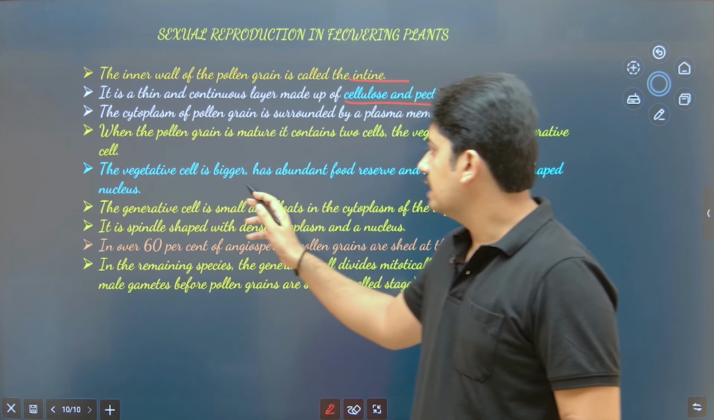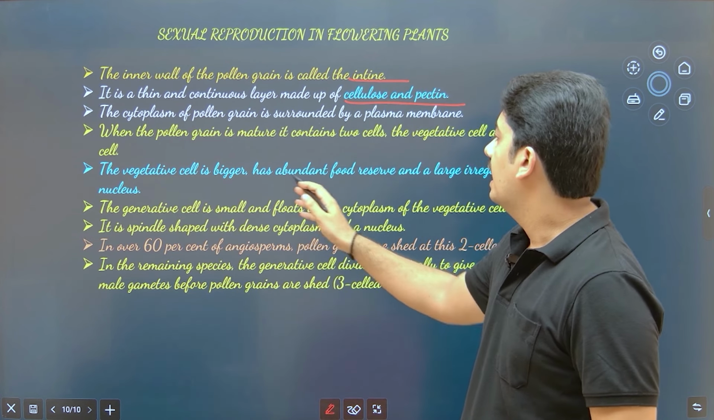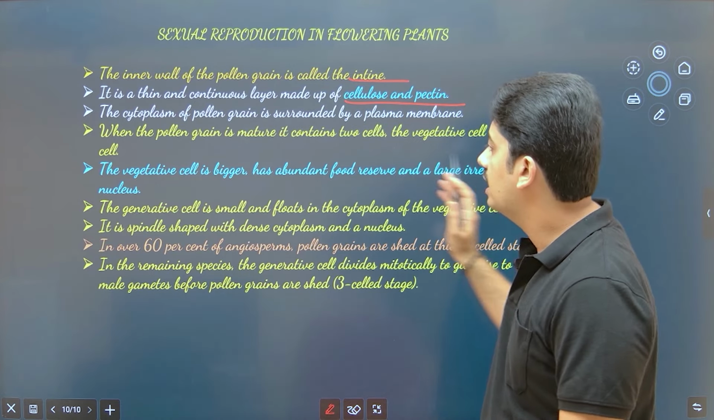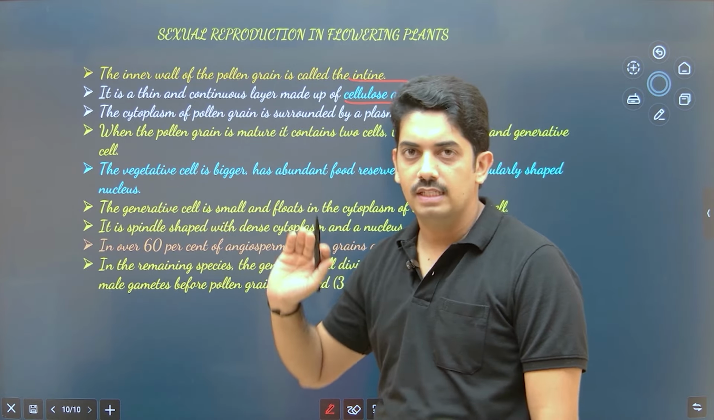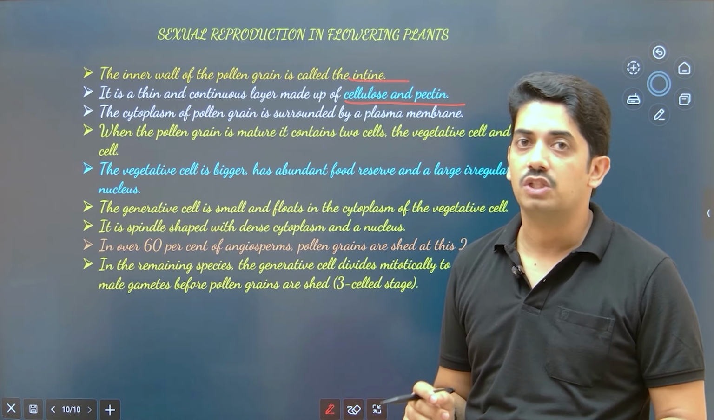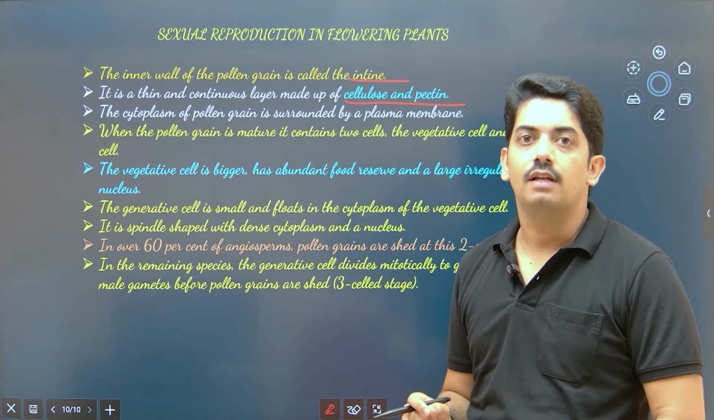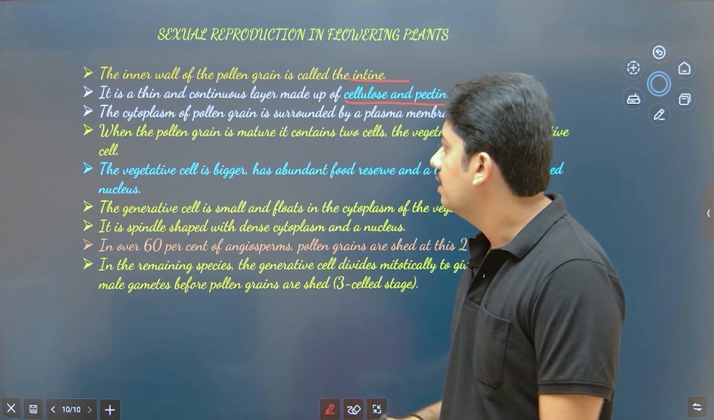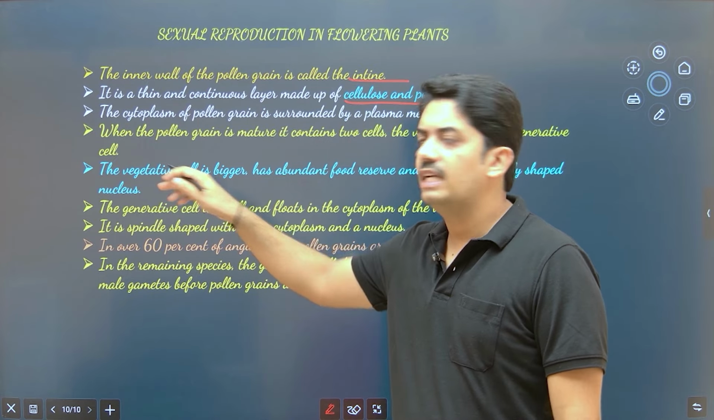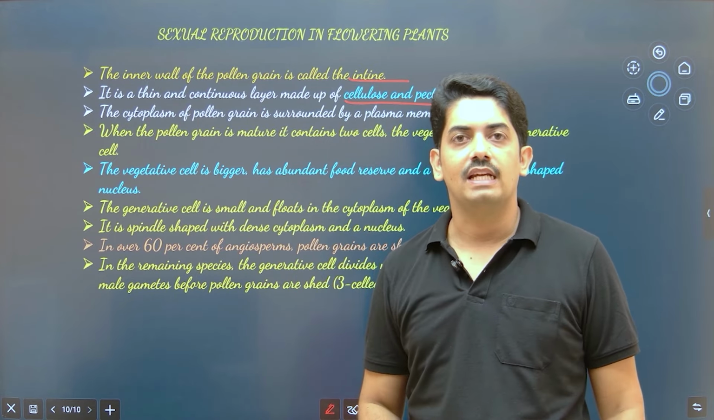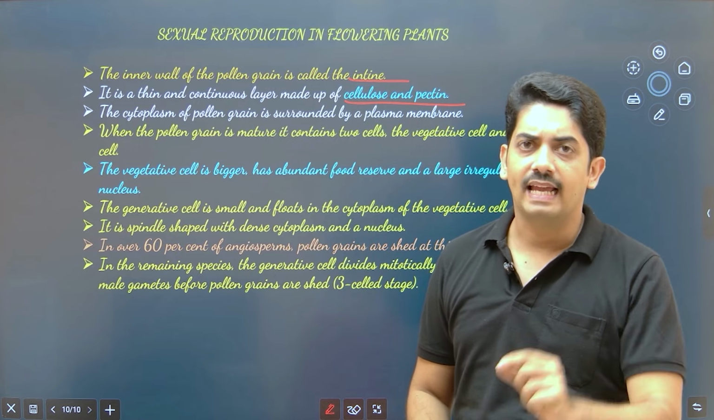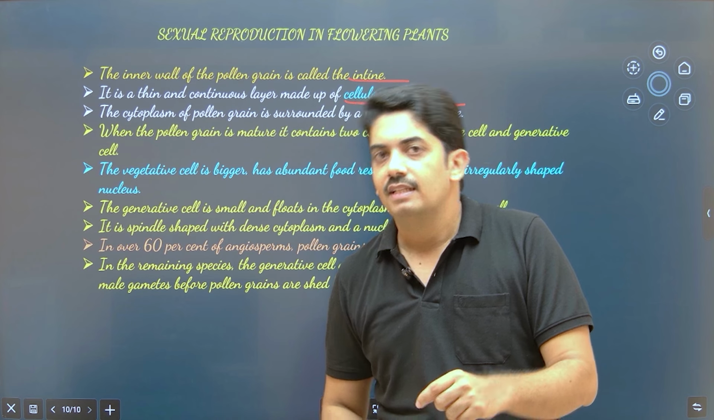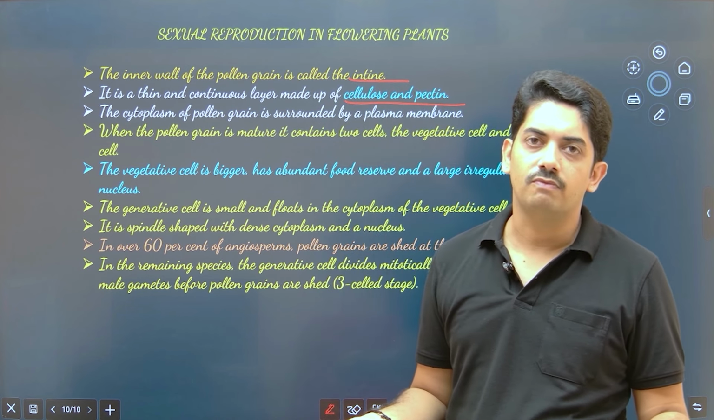The vegetative cell is bigger, has abundant food reserve, and a large irregularly shaped nucleus is present. So this is the characteristic feature of the vegetative cell. Sometimes while framing questions, they just change the word. Here, in place of vegetative cell, they change it to generative cell. You should know the exact character. If you know the purpose why they have it, then finding the solution will become very easy.